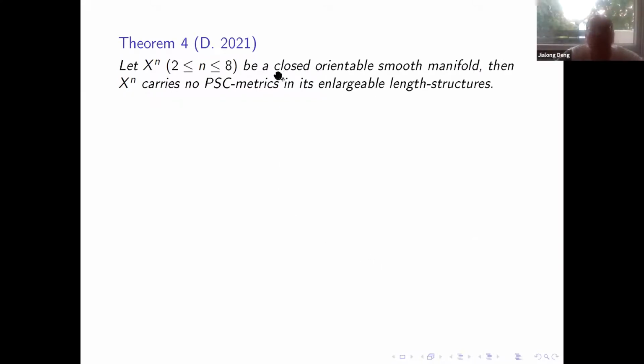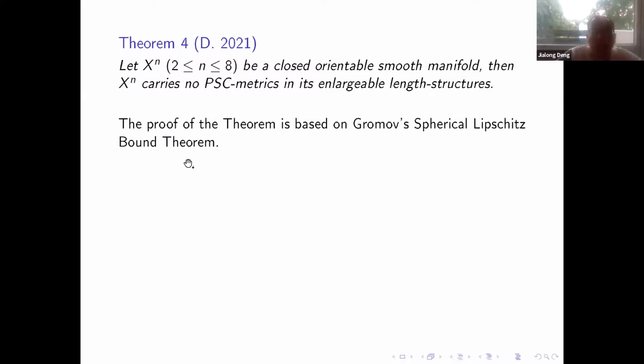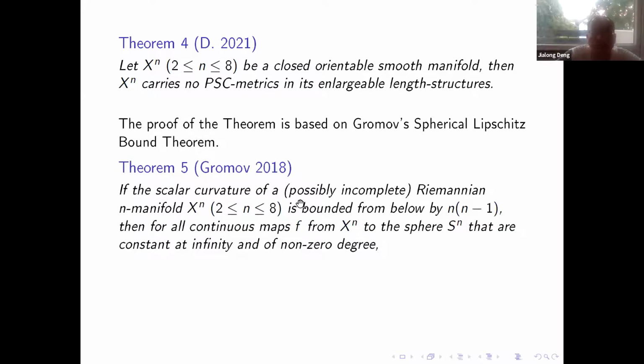And we can show that if the manifold is closed and smooth, then it carries no PSC metric in its enlargeable length structures. Here we need a dimensional restriction because our proof is based on Gromov-Lawson's Lipschitz band theory. They said that if the manifold has scalar curvature bounded below by n times n minus 1, then all continuous maps f to Sn, and we need to show that it's non-zero degree and the constant is finite. Or you can just assume the manifold is closed, then automatically we have this constant is finite.